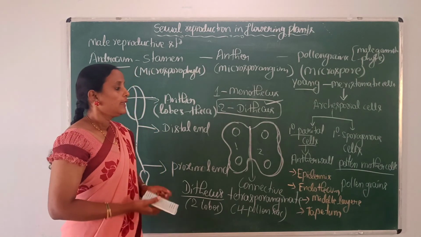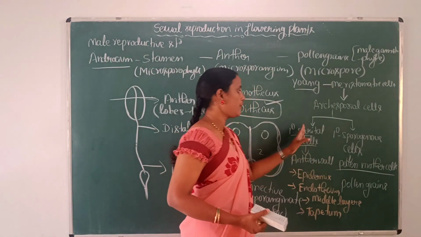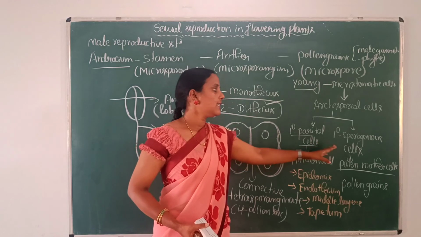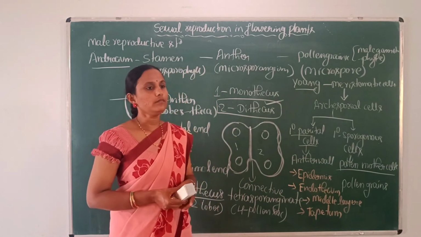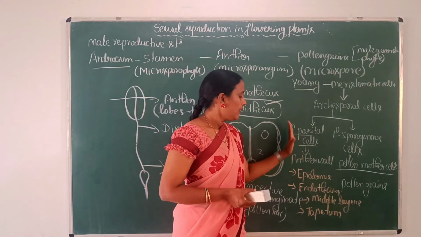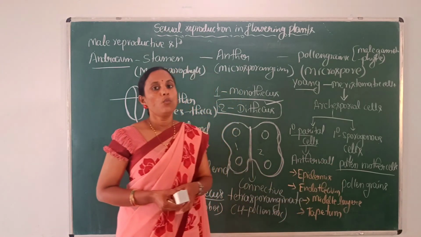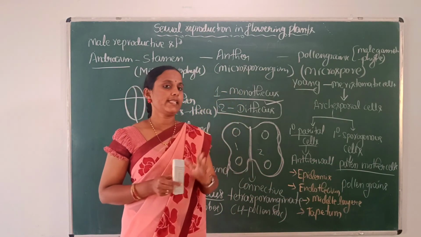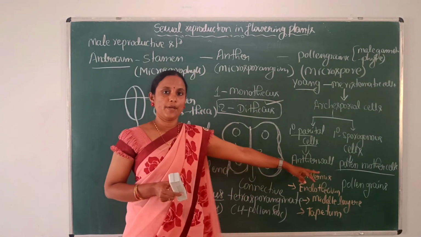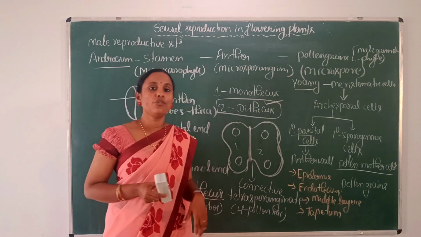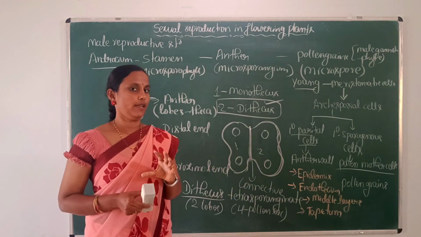Now, the anther is developing from 2 different types of cells, that is primary parietal cells and primary sporogenous cells. And from these 2 types of cells, there is development of pollen grains and the wall layers. In the next class, we shall understand in detail how the pollen grains are produced and how these 4 tissue layers are arranged in an anther wall and their function in detail.